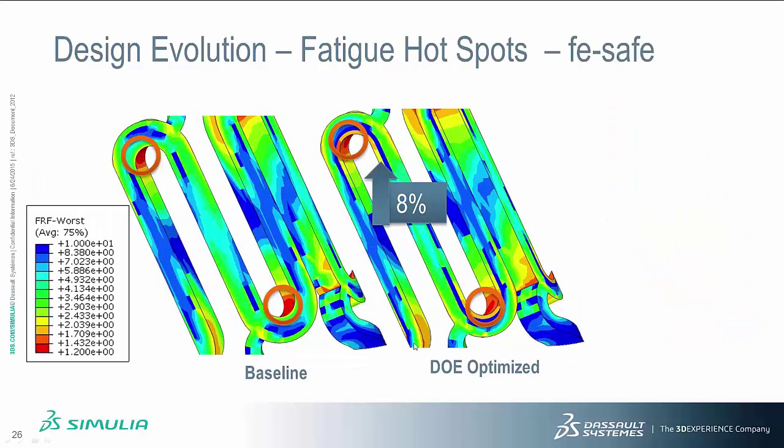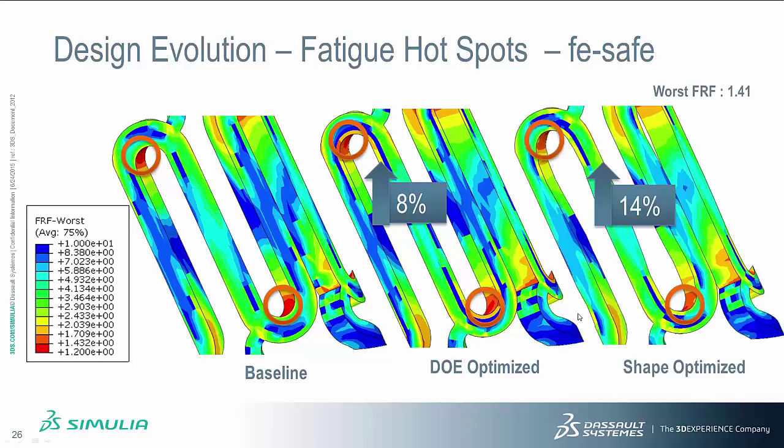We're also going to look at the fatigue hotspot factors. So doing the parametric optimization led to an 8% improvement in the worst fatigue factor. Using the shape optimization, now we have reduced it by 14%. So we started with a fatigue factor of about 1.2 in this region, and now we end up with a fatigue factor of 1.41, which is about 40% improvement.